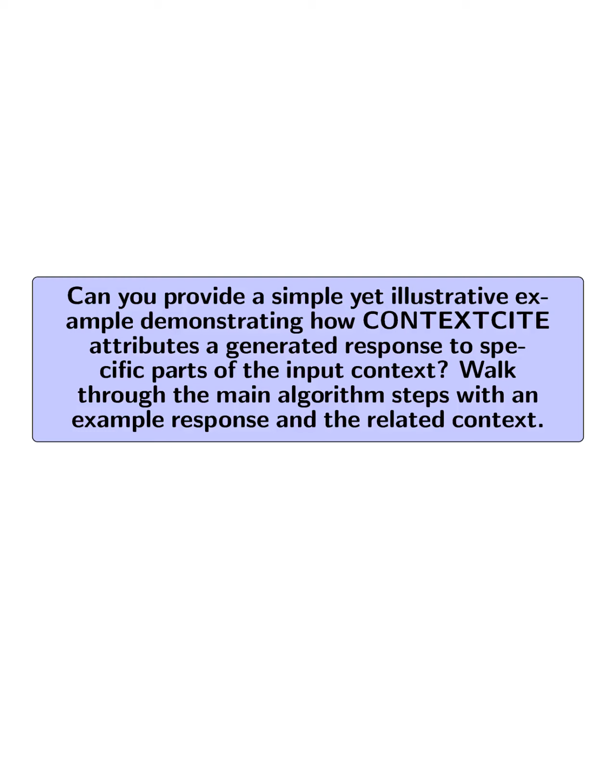Can you provide a simple yet illustrative example demonstrating how CONTEXTCITE attributes a generated response to specific parts of the input context? Walk through the main algorithm steps with an example response and the related context.